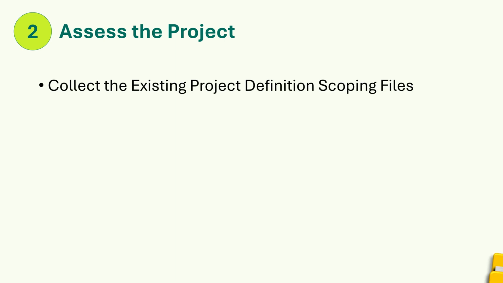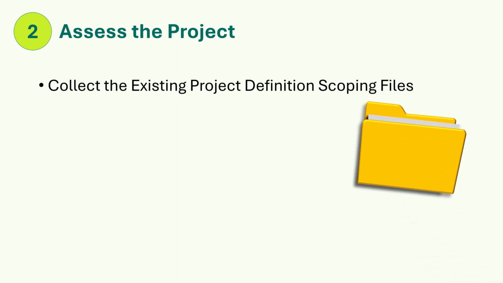Step 2. Assess the project. You should have been provided the location of all the existing files prepared during the project definition scoping phase. If not, contact the person who led that phase of the project and ask for the electronic file location. You should copy these files to your new file structure. More about this in Step 4.